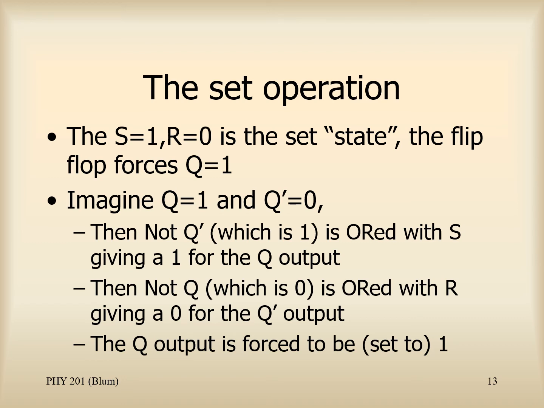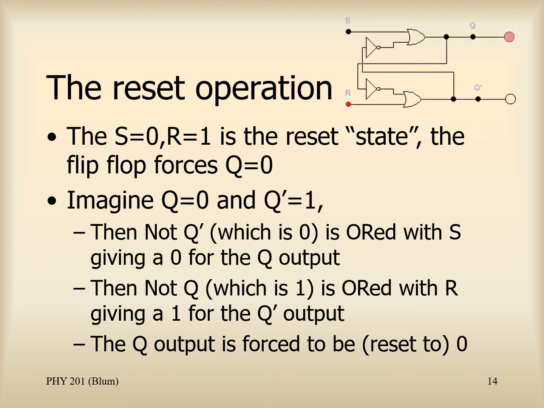So whether we started in the opposite state, with Q 0 and Q prime 1, or we started in the state with Q 1 and Q prime of 0, if S is 1 and R is 0, we end up in the state where Q is 1. This is the set operation. Again, the circuit is symmetric, so it's not surprising that the input of S equals 0 and R equals 1 leads the lower, the Q prime output, to be a 1 and the upper output Q to be a 0.